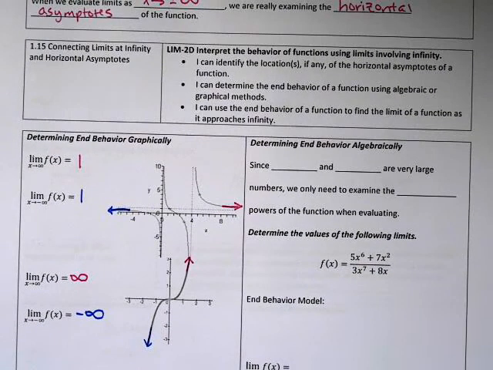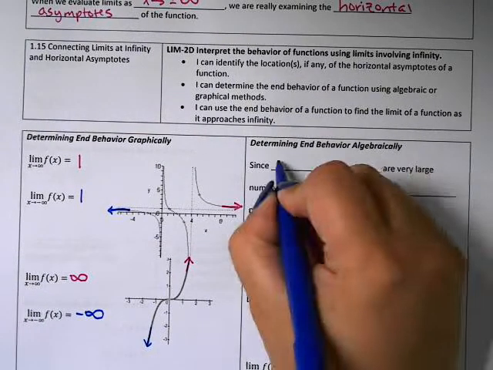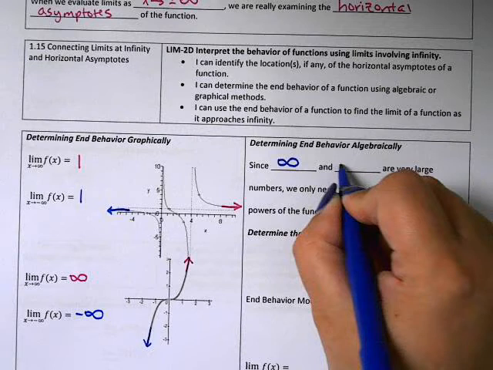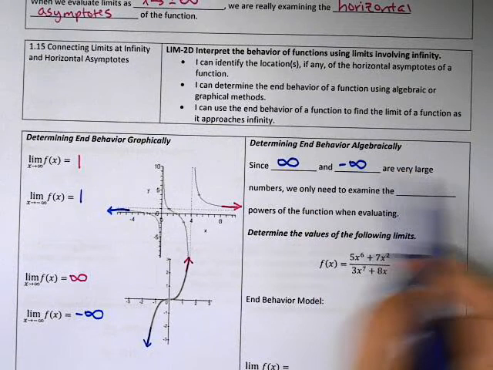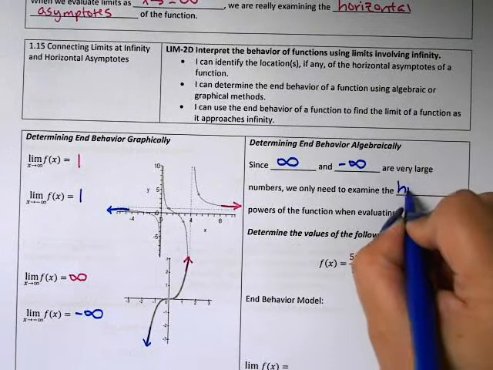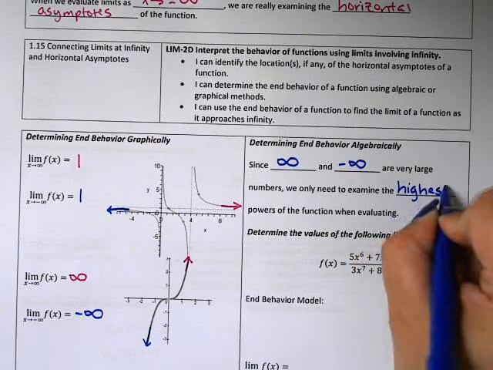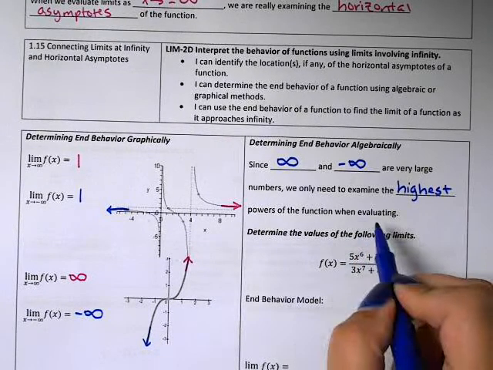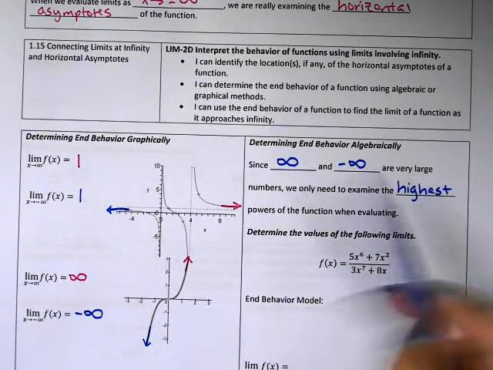All right, so since infinity and negative infinity are very large numbers, we only need to examine the highest power of the function when we're evaluating. So this was graphically. Now we're moving on to algebraically.